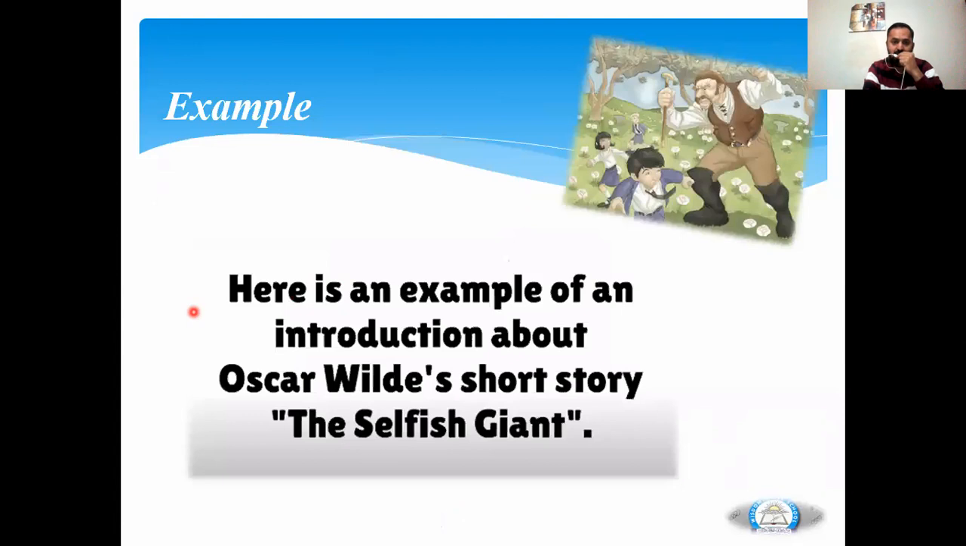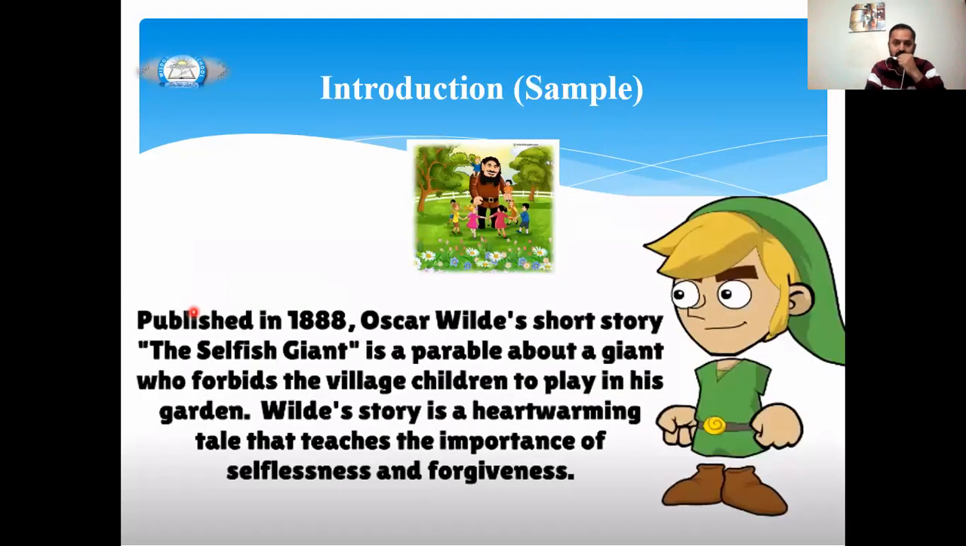Let us see an example right now. We are going to have a kind of book review about a short story by Oscar Wilde, and the title is The Selfish Giant. The author name is Oscar Wilde, right? So the story title is The Selfish Giant. Let us have a sample introduction. See here, this is a sample introduction for you. Published in 1888, Oscar Wilde's short story, The Selfish Giant, is a parable about a giant who forbids the village children to play in the garden, right?